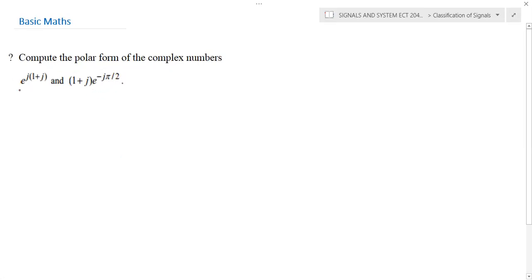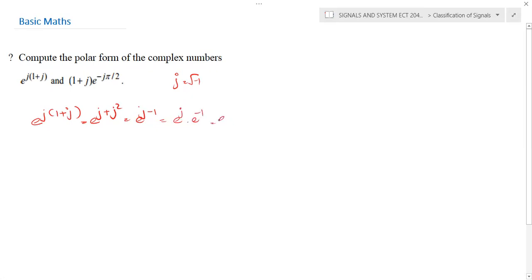Now we need to reduce the equations. It is given in polar form. So now we can reduce this equation, that is e raised to j times (1 plus j). You can simplify this equation. If you multiply with j, you will get j into j, that is j square. So we'll get e raised to j minus 1. J square is minus 1 because j is a complex number, that is root minus 1.